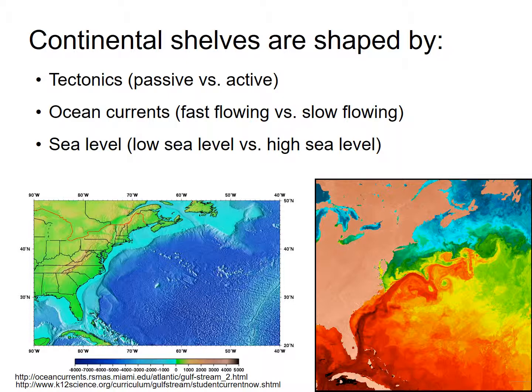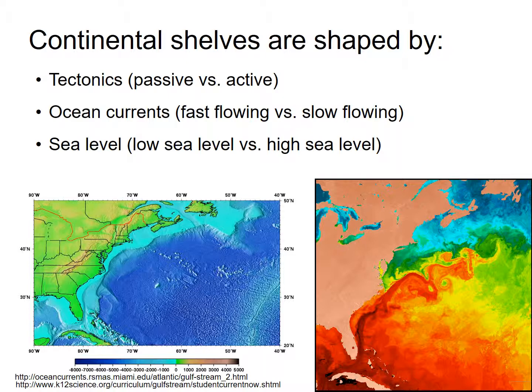And you can see that around Florida, this part of the continental shelf is carved out. It's scoured down by the Gulf Stream. In the lower right, you can see the Gulf Stream in this dark red color coming out of the Gulf of Mexico and whipping around the coast of Florida and scouring out the continental shelf.